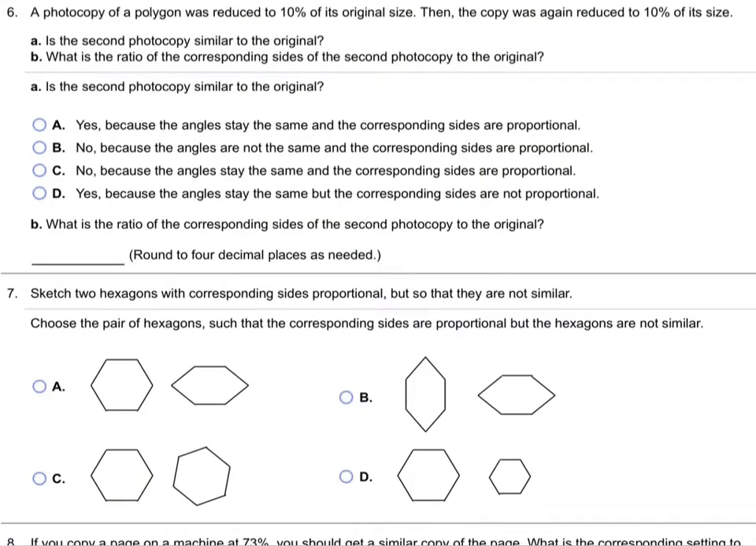All right, on to number 6. A photocopy of a polygon was reduced to 10% of its original size. 10% of its original size. Then the copy was again reduced to 10% of its size.